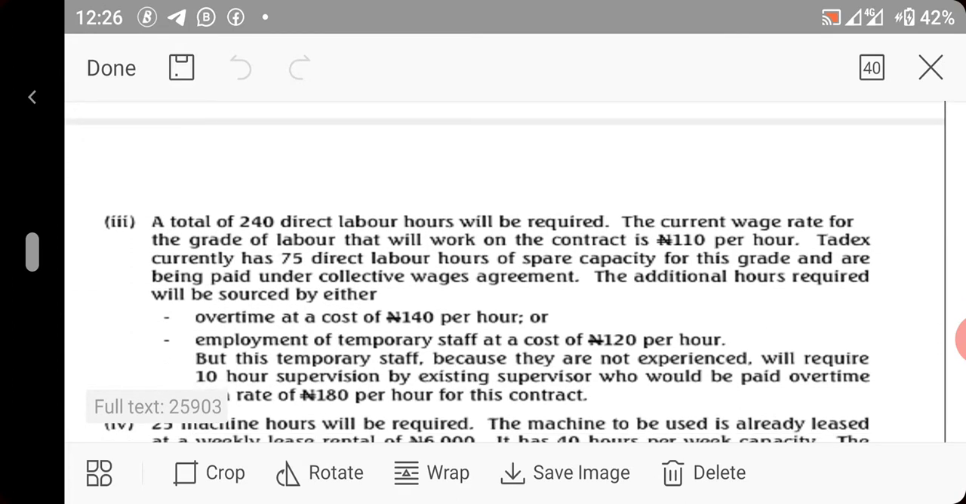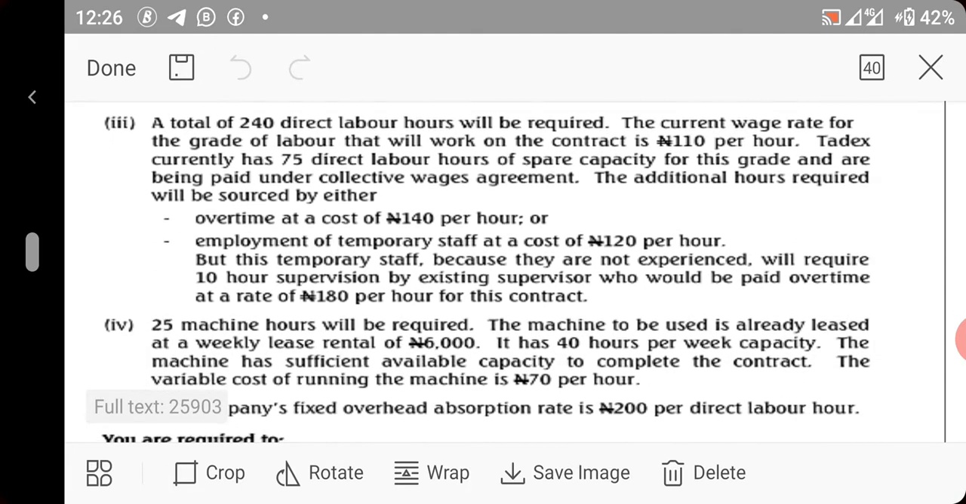A total of 240 direct labor hours will be required. The current wage rate for the grade of labor that will work on the contract is 110 naira per hour. Tadex currently has 75 direct labor hours of spare capacity for this grade, and they are being paid under a collective wage agreement. The additional hours required will be sourced by either 1. Overtime at a cost of 140 per hour, or employment of temporary staff at a cost of 120 naira per hour.